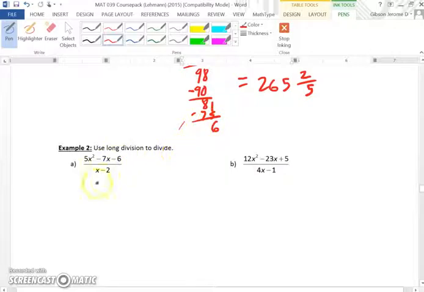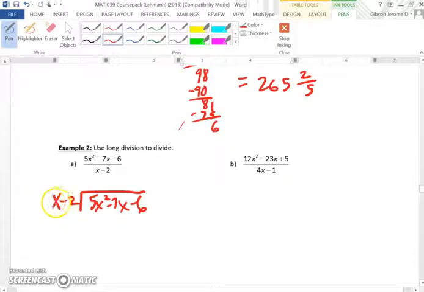Now, example 2. It says use long division to divide. If you notice here, we have these 3 terms divided by these 2 terms, right? This is a quadratic expression, a trinomial, divided by a binomial. So what we would have to do is take x minus 2 on the outside and divide it into 5x squared minus 7x minus 6.